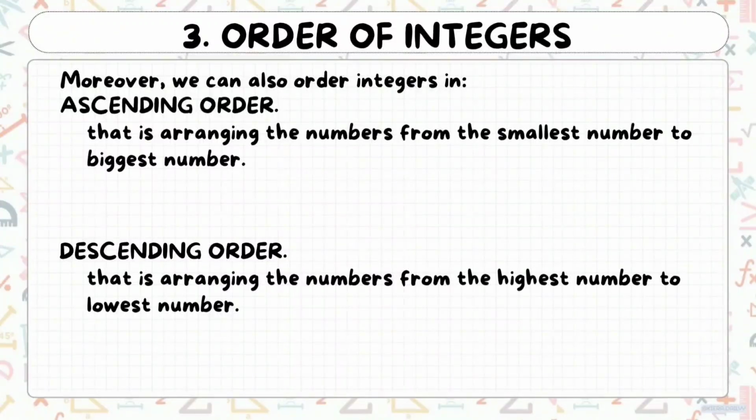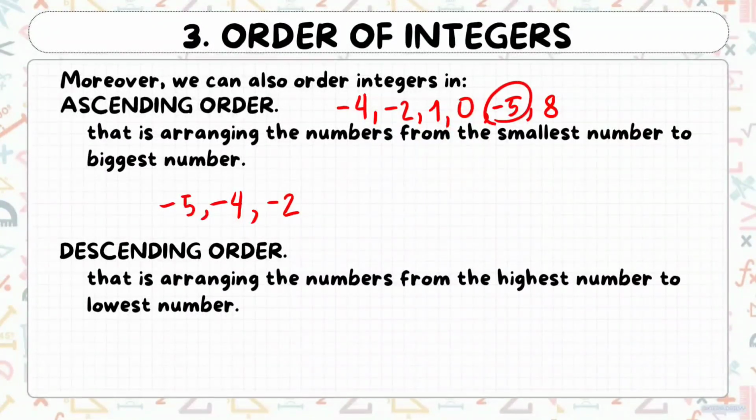For example, let's arrange -4, -2, 1, 0, -5, and 8. The smallest number here is not 0, and actually it should be -5, since that one is much lower than -4. On the number line, it will be -5, -4, followed by -2. And then we have 0, 1, and 8. So we arrange it from the smallest going to the biggest.